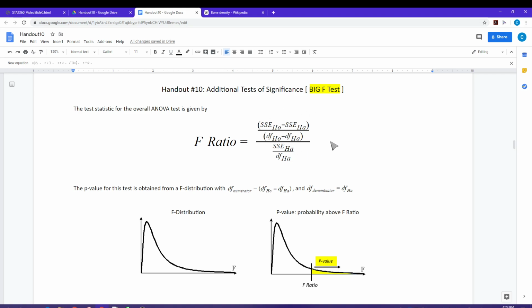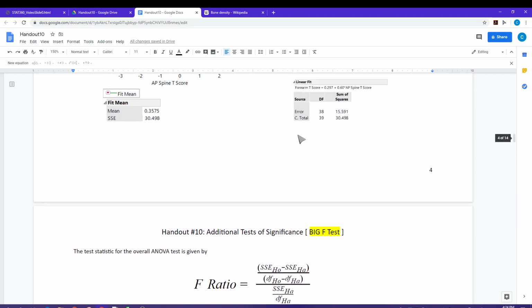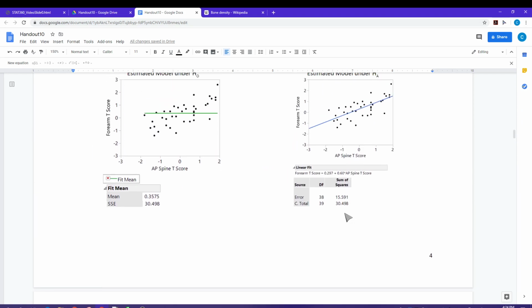Again, I'm doing it kind of in a general way. So this is the F ratio that we're going to be using for the big F test. What I have here is just the sums of squares error under the H0 minus the sums of squares error under HA. So all that is going to be the difference between the 30.498 and the 15.591. So this is the sums of square error under H0.